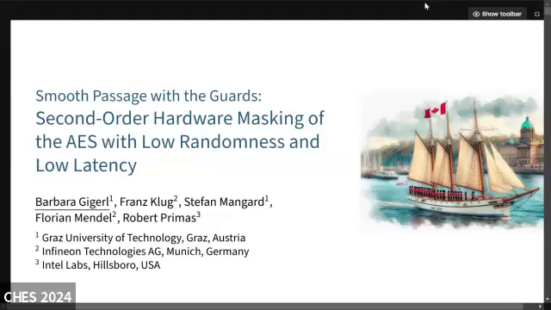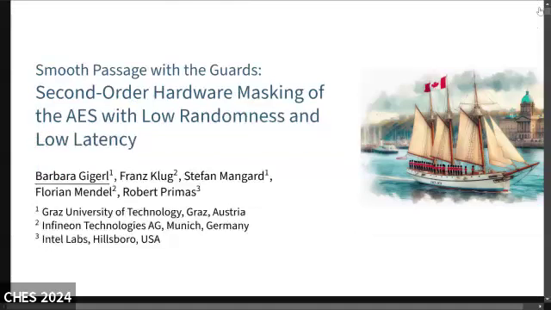Okay, that's fine. Yeah, so welcome to my presentation, which is about our paper, Smooth Passage with the Guards, second-order hardware masking of the AES with low randomness and low latency. This is joint work by my colleagues and me from Graz University of Technology, Infineon Technologies, and Intel Labs.